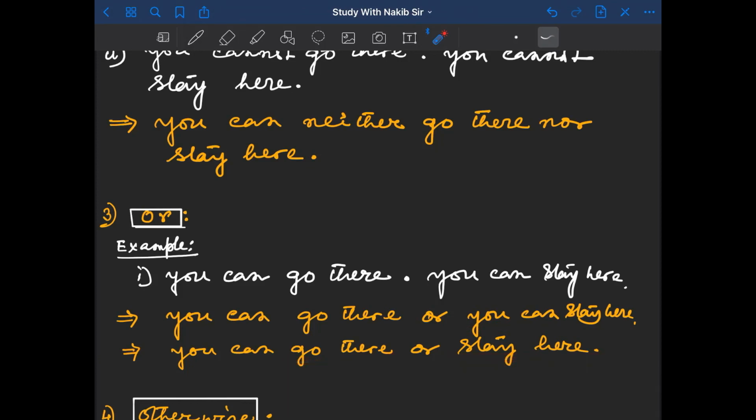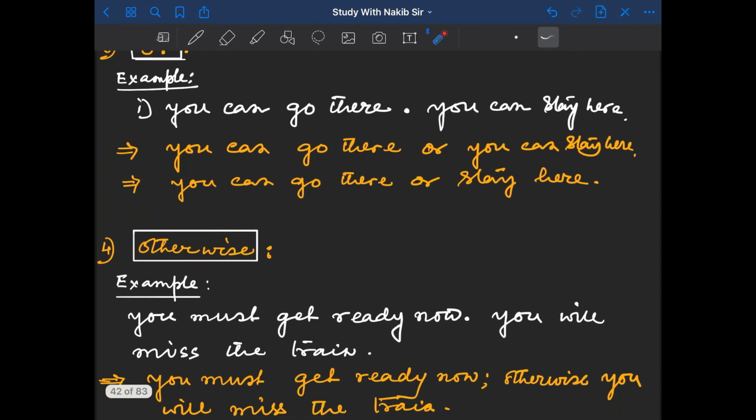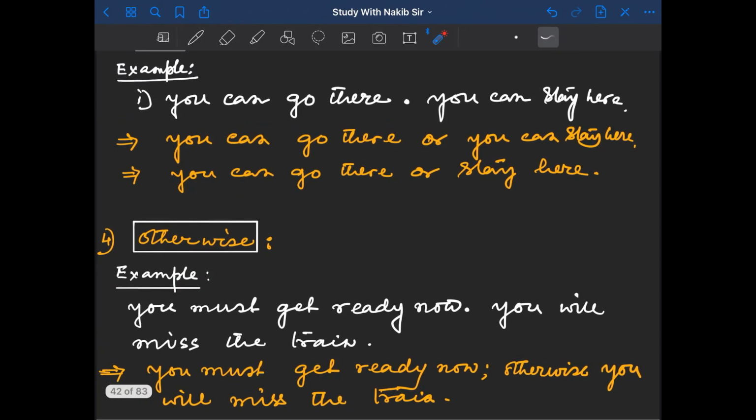Now see this one. Otherwise, see the example, then you can understand the choice. You must get ready now.